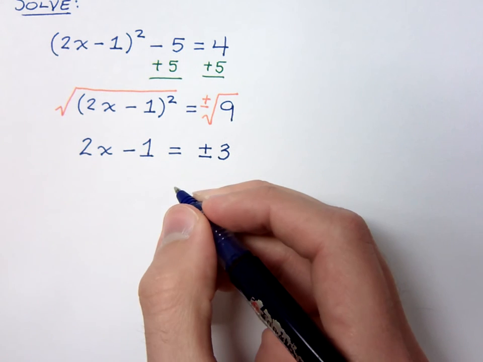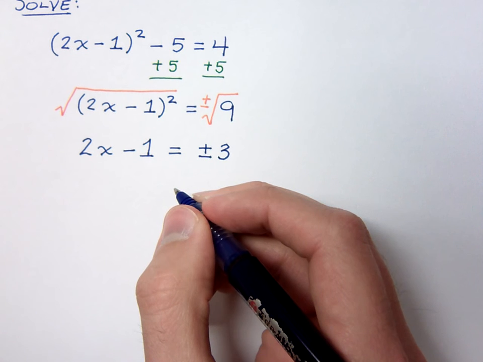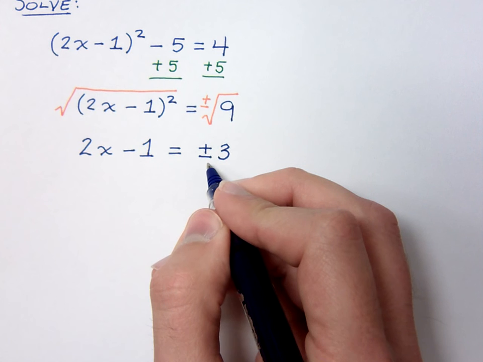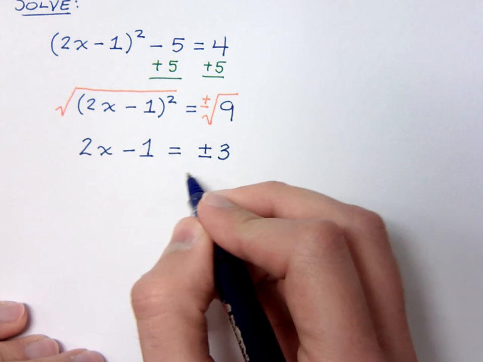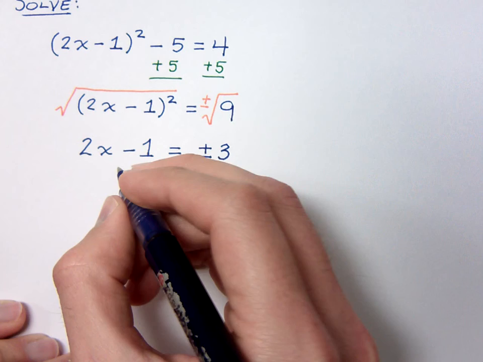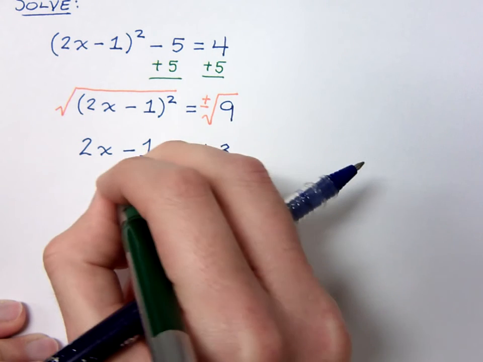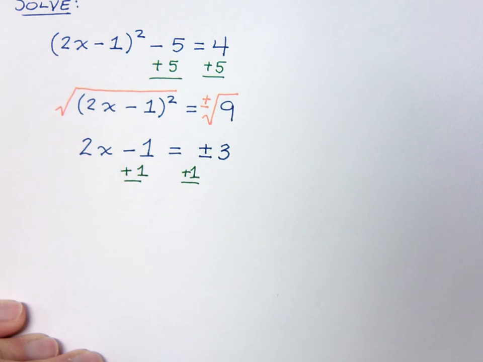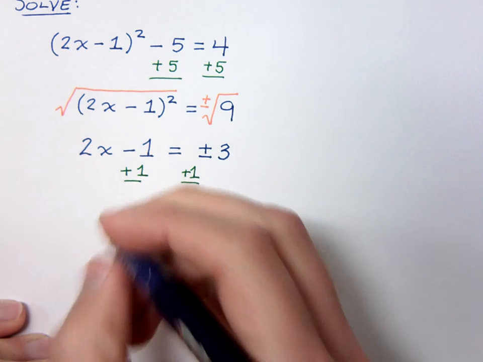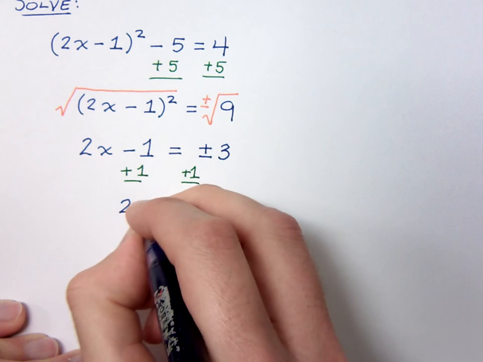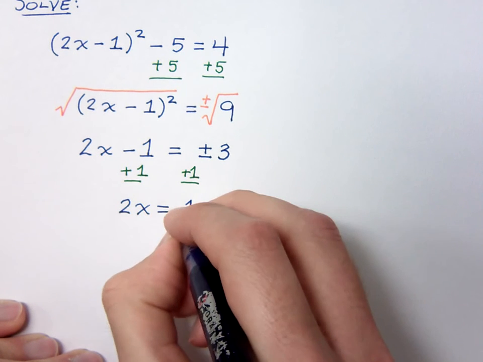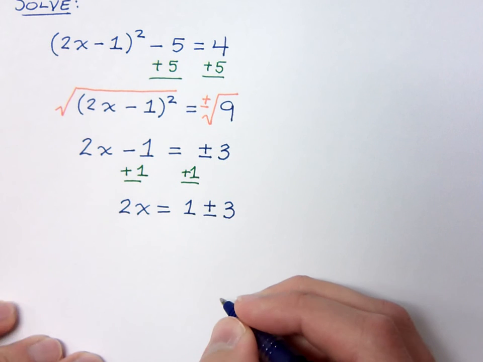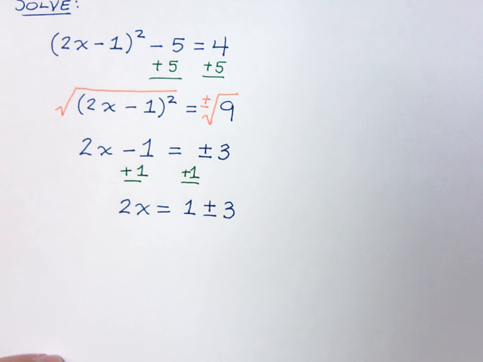Now, as we showed in other videos, when you are solving this for x and you have to move things from one side to the other, and you've got this plus or minus, you put whatever you move over there in front of the plus or minus. So I'm going to add 1 to both sides, making sure that I keep that in front of the plus or minus. So now I have that 2x equals a positive 1 plus or minus 3. And then we just finish solving this by dividing both sides by 2.